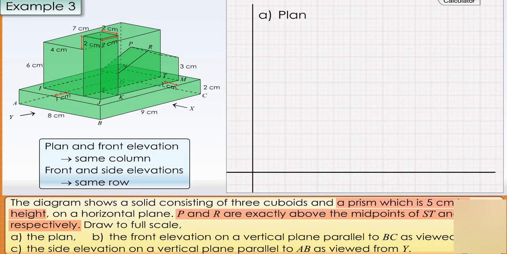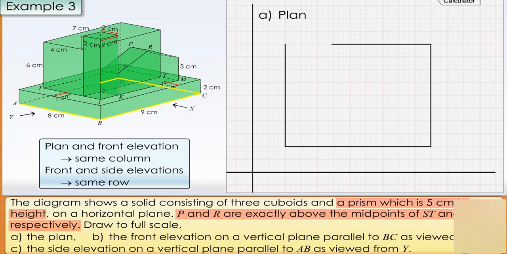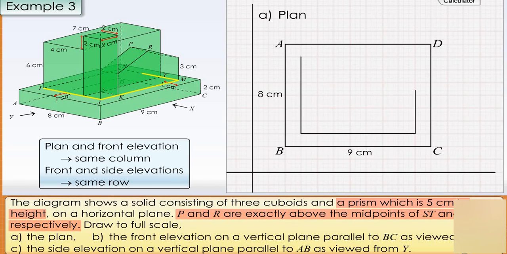We will draw the plan first. We start with the 8 cm by 9 cm rectangle. As BC will be the base for the front elevation, BC will also be the base for the plan. Complete the plan with the given labels and measurements.